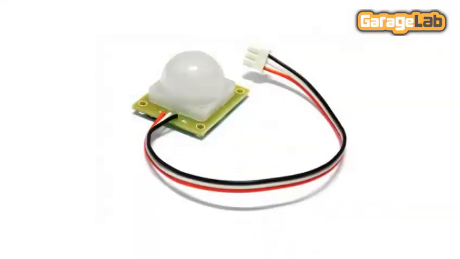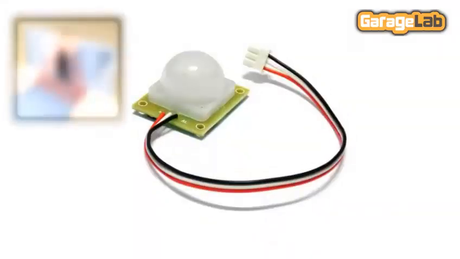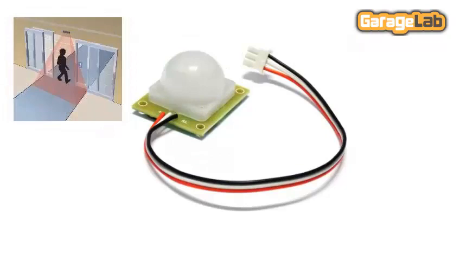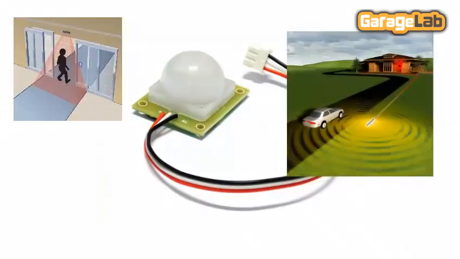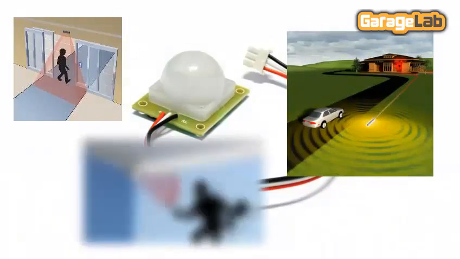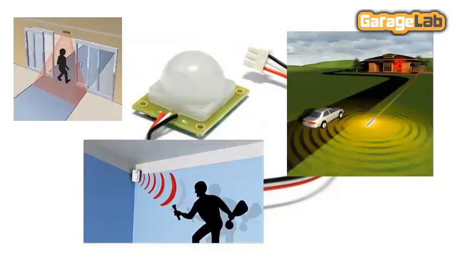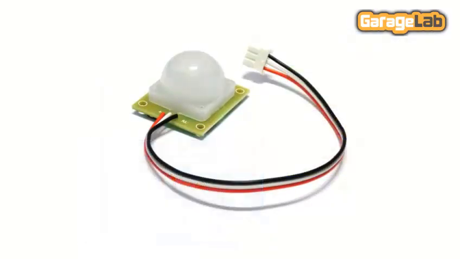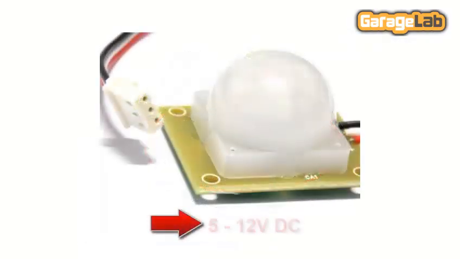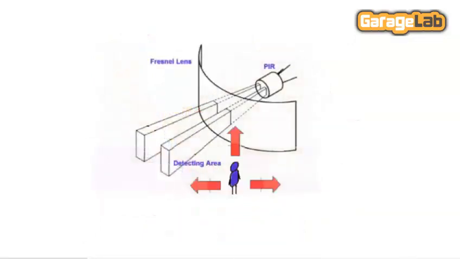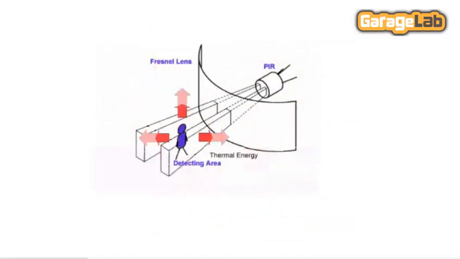This is the PIR sensor. If you want to automate a process like lighting a lamp or opening a door, to know if someone is coming, or even for security issues, this sensor is a cheap and easy alternative to do all this. It operates from 5 to 12 volts DC. This sensor is sensitive to infrared light or heat.